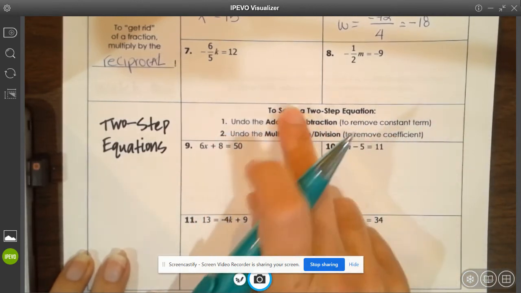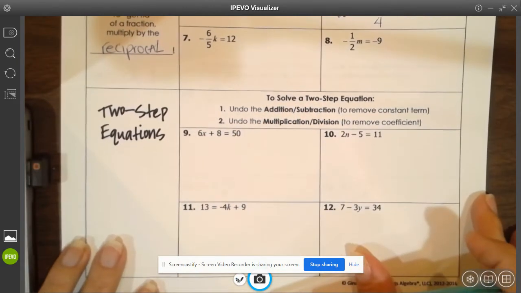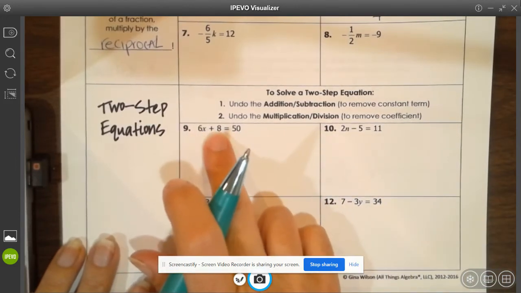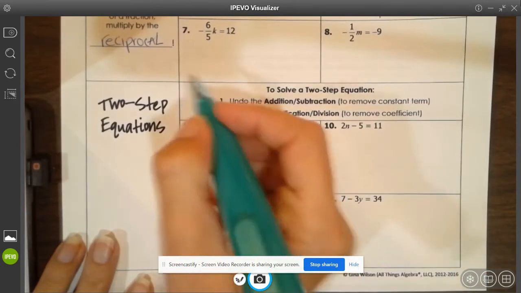So you start by addition and subtraction, and then you end multiplying or dividing, depending on what you need. Let's do that. But first it says, okay, get rid of that number without any letters. You have to combine like terms. Okay, so let's do that.